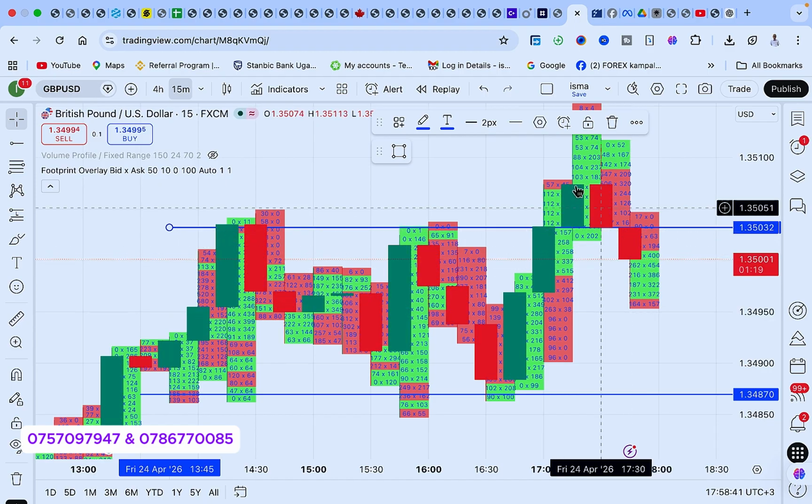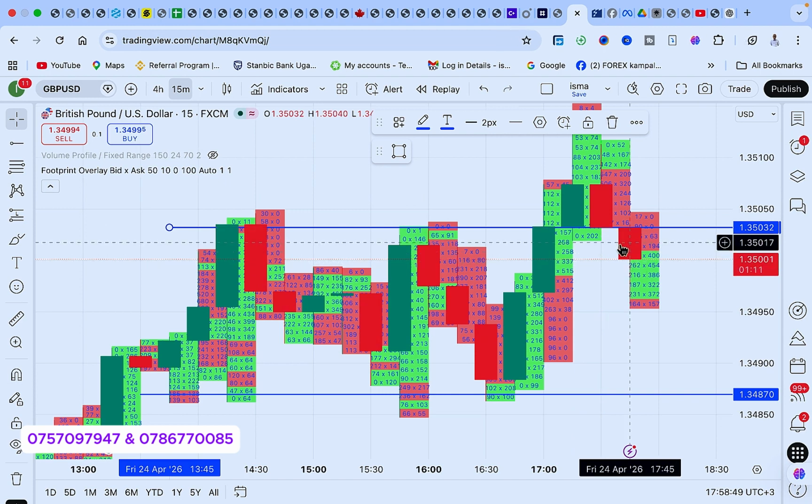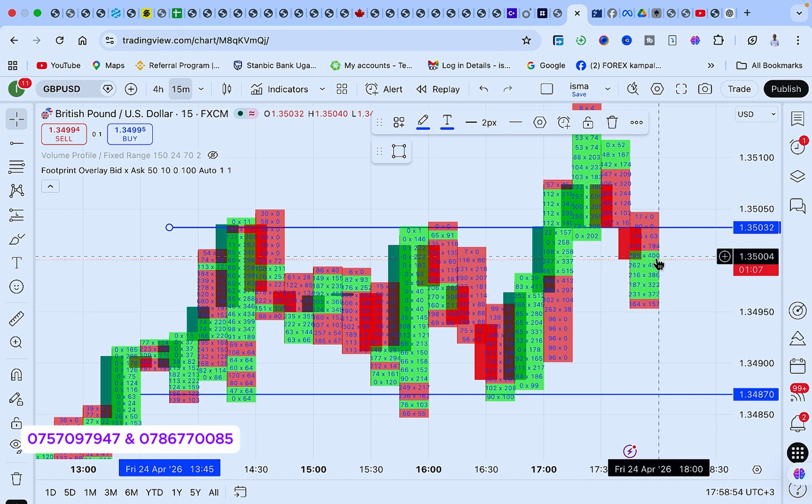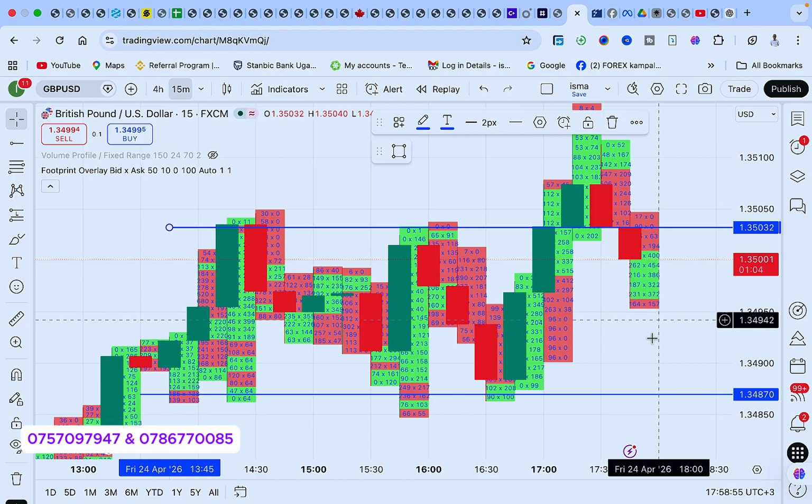So once you probably see this, be patient and wait for the market to finish the liquidation along this particular point for you to look forward to selling. And that's why we're now expecting that this market is generally coming down because of that. The strategy is as simple as that.